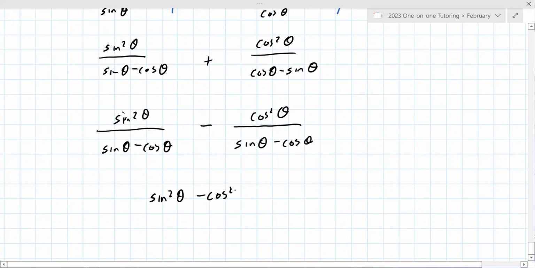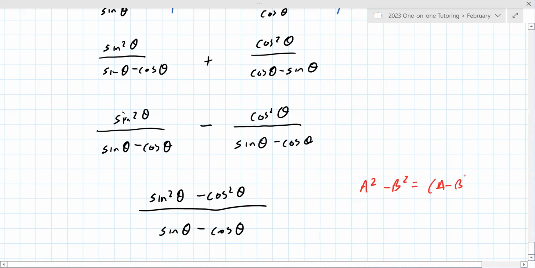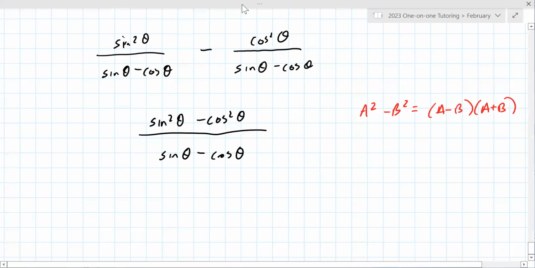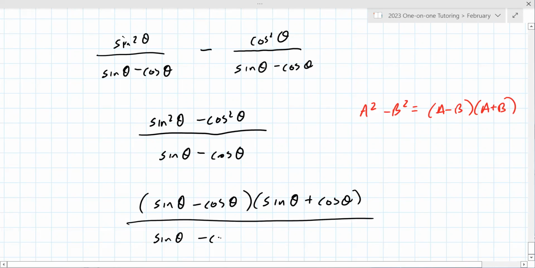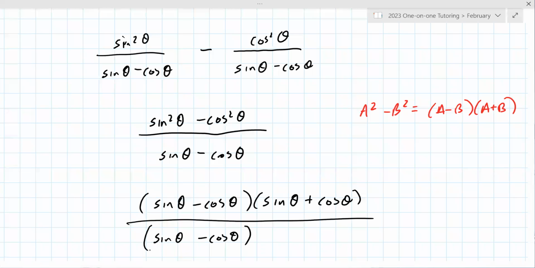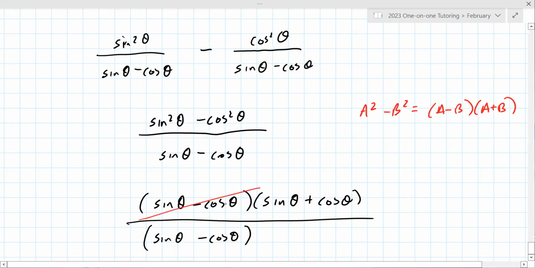Sine squared theta minus cosine squared theta over sine theta minus cosine theta. The numerator is a difference of squares, and you've got to kind of peek ahead to see that. That gives you a minus b, a plus b. So you've got here sine theta minus cosine theta in the numerator, which is good because that's going to cancel. Sine theta plus cosine theta all over sine theta minus cosine theta. These cancel, and you're left with just the sine theta cosine theta like you wanted.